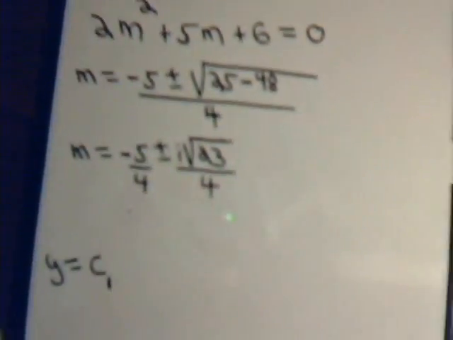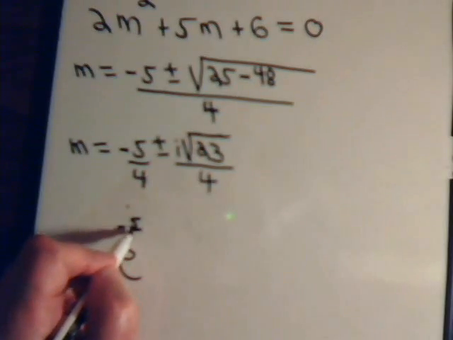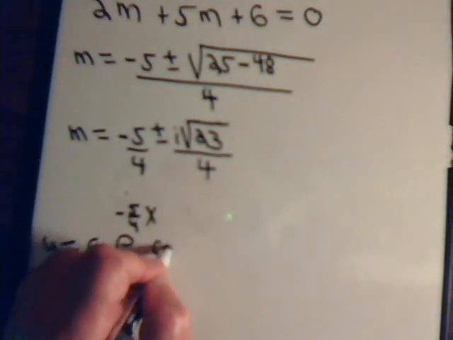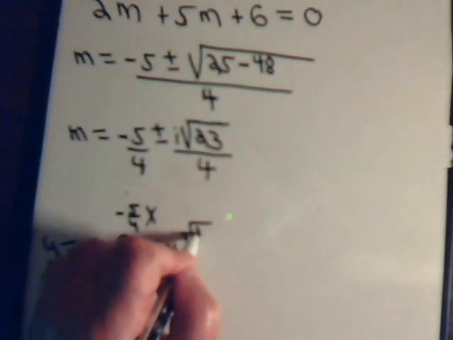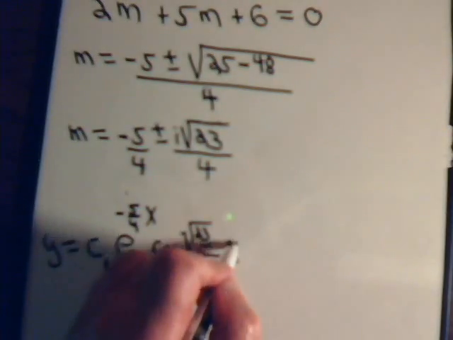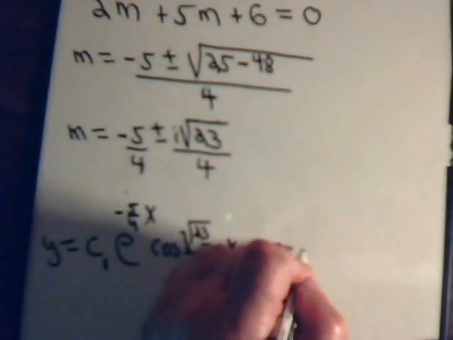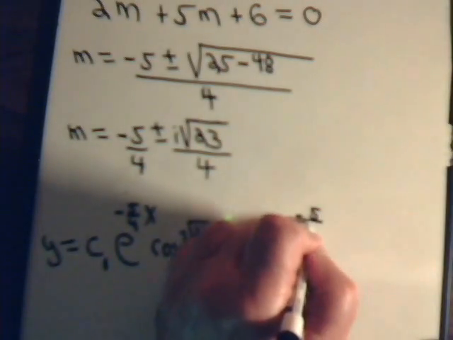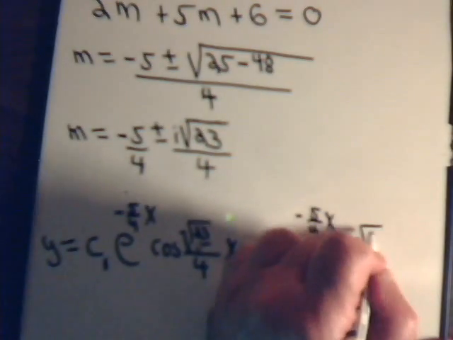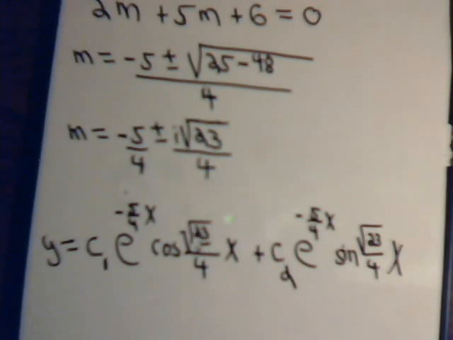So here we would say y equals c1 e to the minus 5 over 4 x times the cosine of the square root of 23 over 4 times x plus c2 e to the minus 5 over 4 x times the sine of the square root of 23 divided by 4 times x. And that is the solution to the equation.